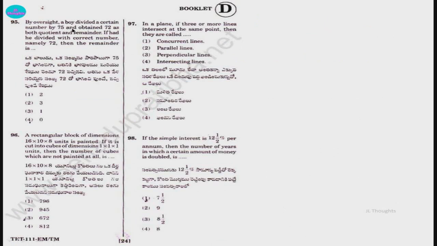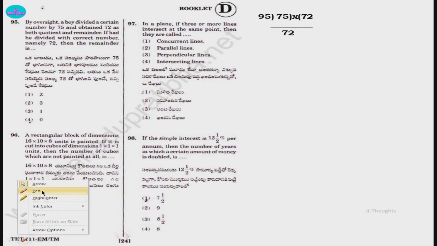Now next question, number 95. By oversight, a boy divided a certain number by 75 and obtained 72 as both quotient and remainder. If he had divided with the correct number, namely 72, then the remainder is. So what is he saying here? Let the number be x, that is divided by 75, and he got 72 as quotient and also remainder. This is dividend, this is divisor, this is quotient, and this is remainder. By oversight, that is by mistake, he divided a certain number. We don't know what the number is. That's why we have taken it as x.